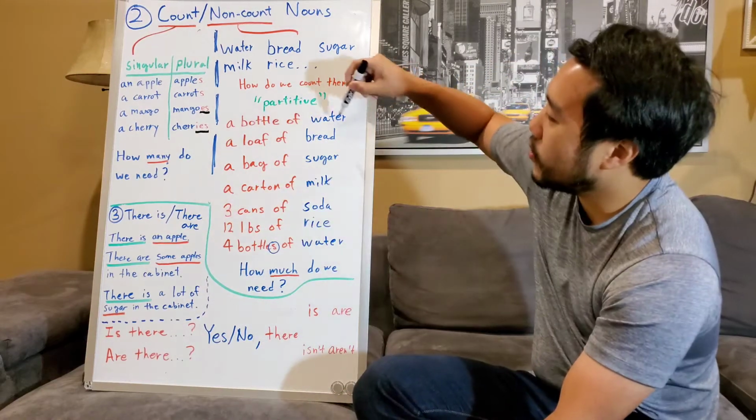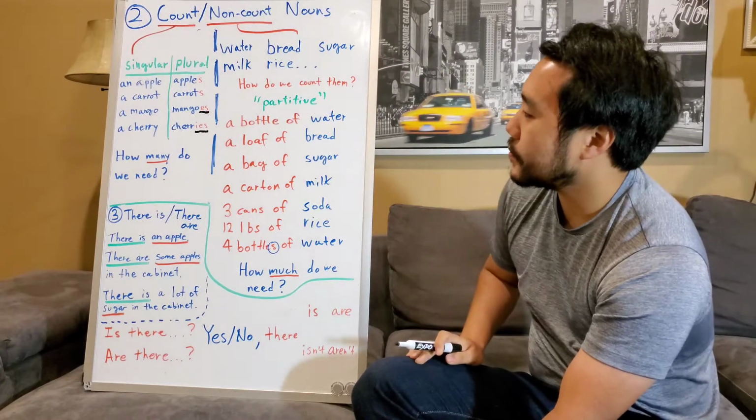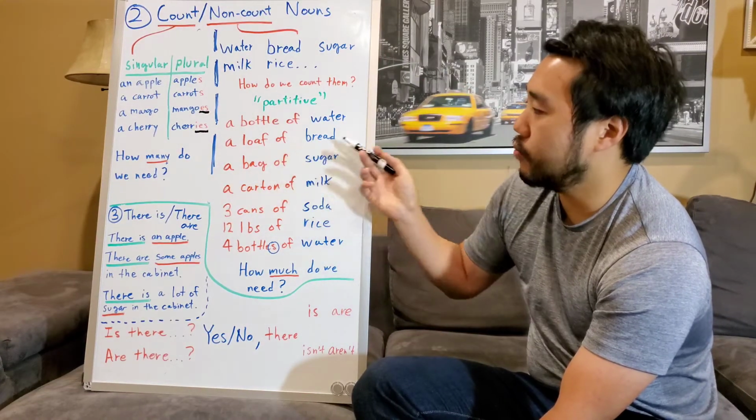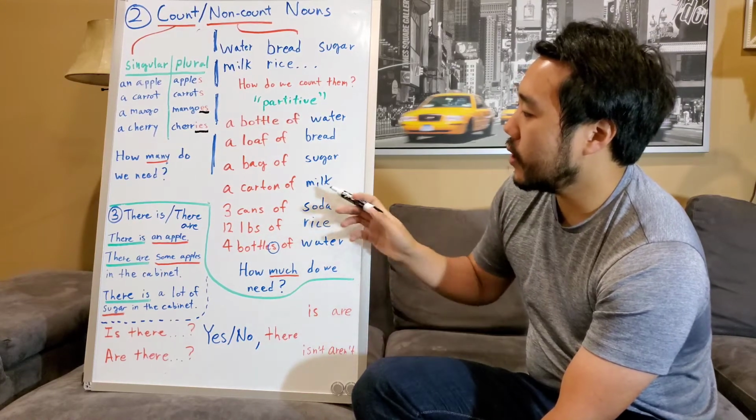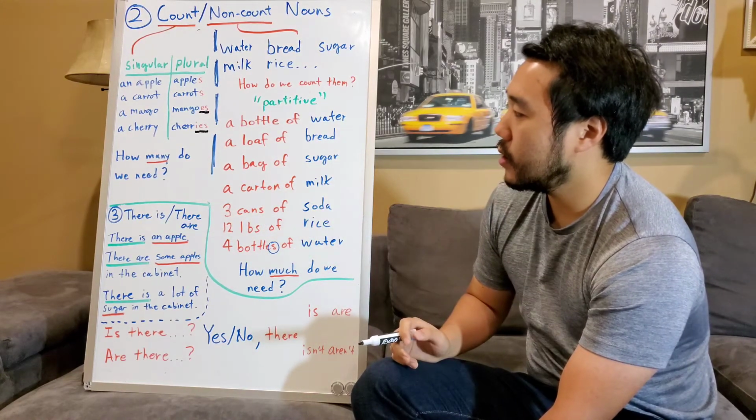Here for water, we say a bottle of water. For bread, a loaf of bread. For sugar, a bag of sugar. For milk, a carton of milk. Okay?